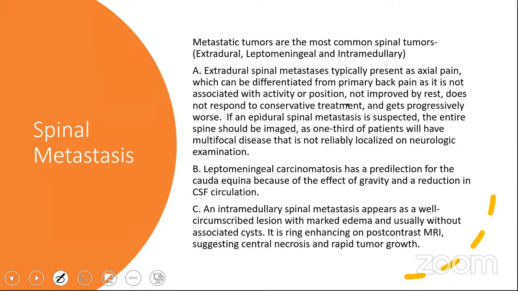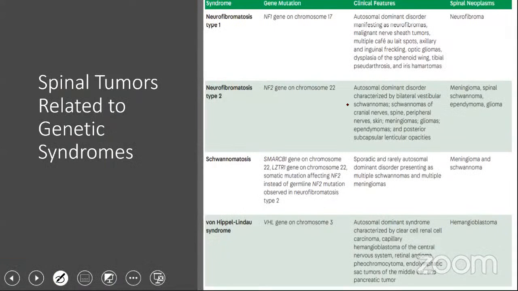The leptomeningeal carcinomatosis has a predilection for the cauda equina because of the effect of gravity and a reduction in the CSF circulation. In the next class, we'll differentiate between conus medullaris and cauda equina syndromes. And intramedullary spinal metastasis appears as a well-circumscribed lesion with marked edema and usually without associated cysts. It's ring enhancing on post-contrast MRI. So these are the genetic: neurofibromatosis, schwannomatosis, von Hippel-Lindau disease. So in any neurological assessment, you have to look for neurocutaneous syndrome markers, and those are many, and we'll discuss in due course of time.